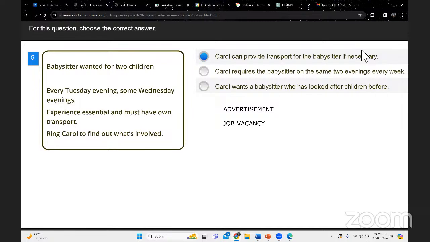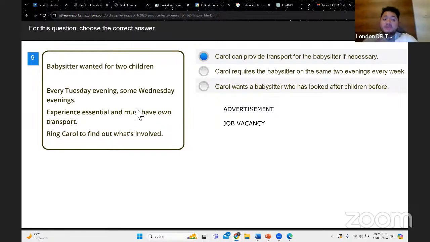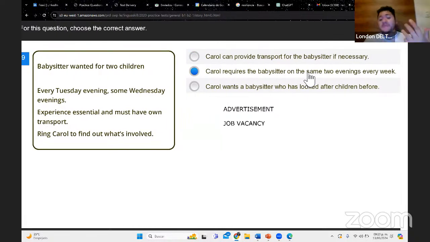It's false. How do we know it's false? Because it is essential, they must have their own transport. Exactly, must have own transport. So this is contradictory information, as I explained to you, right? The other one says Carol requires the babysitter on the same 2 evenings every week. What are the 2 evenings every week? Tuesday and Wednesday.